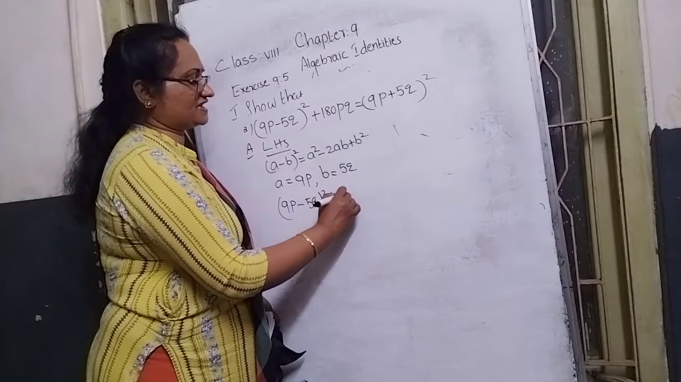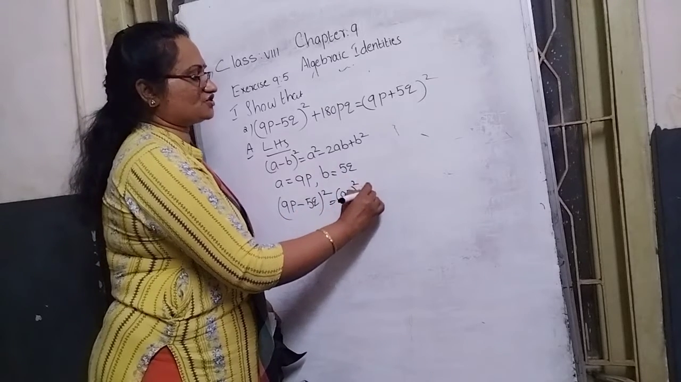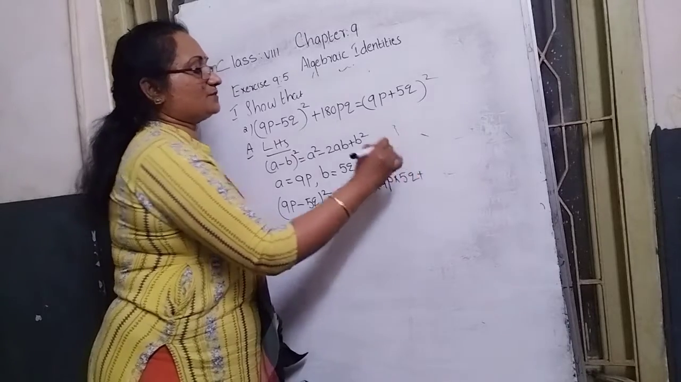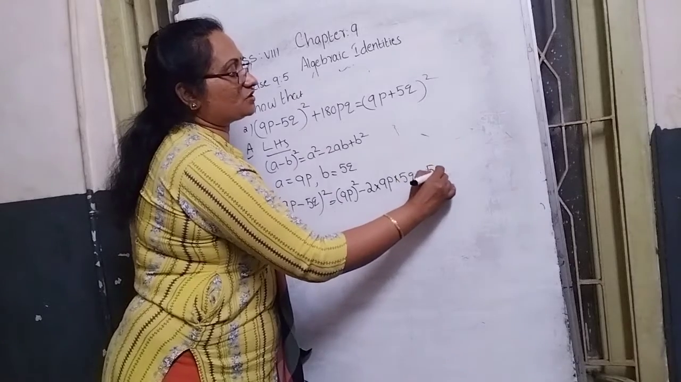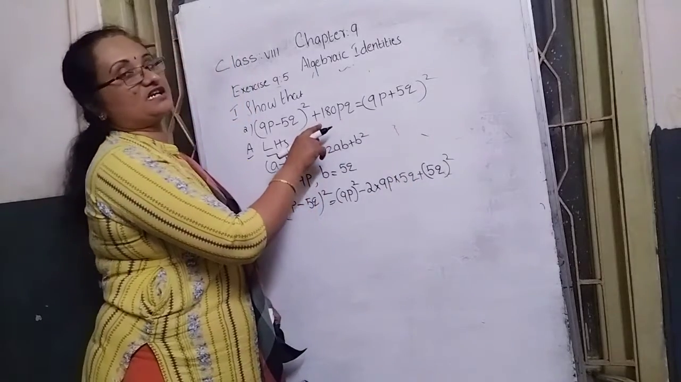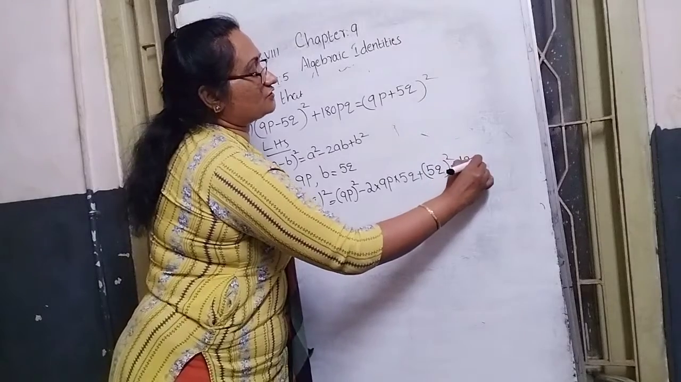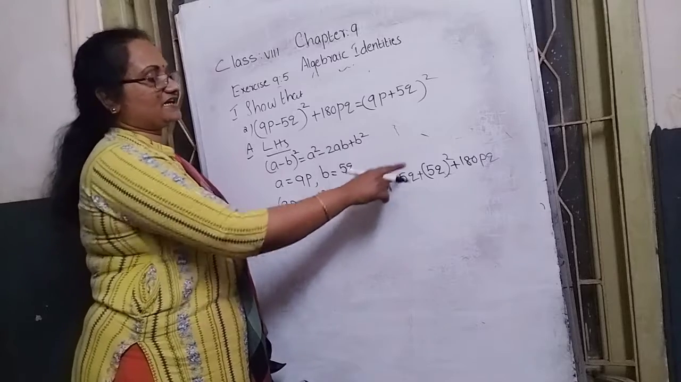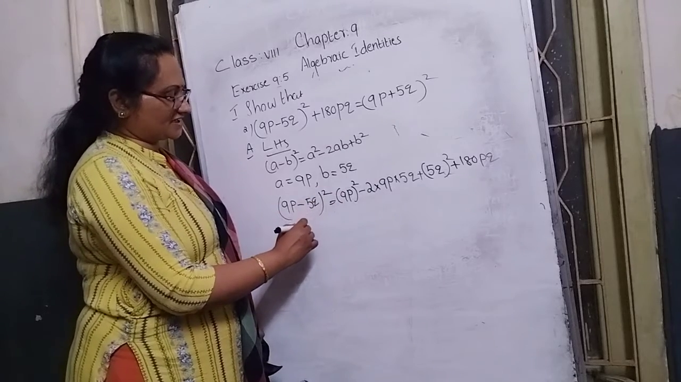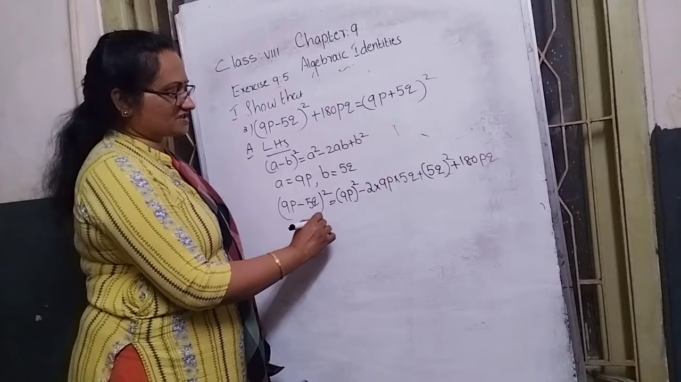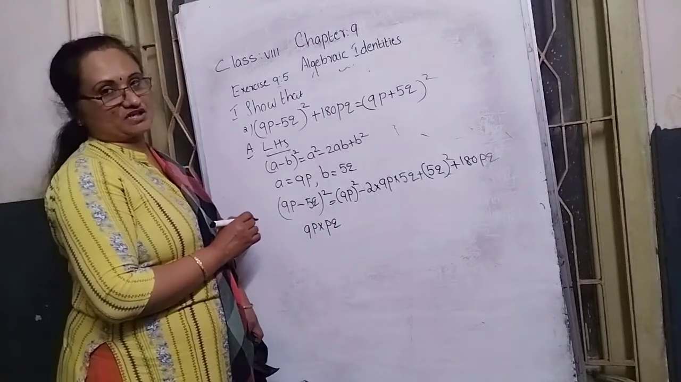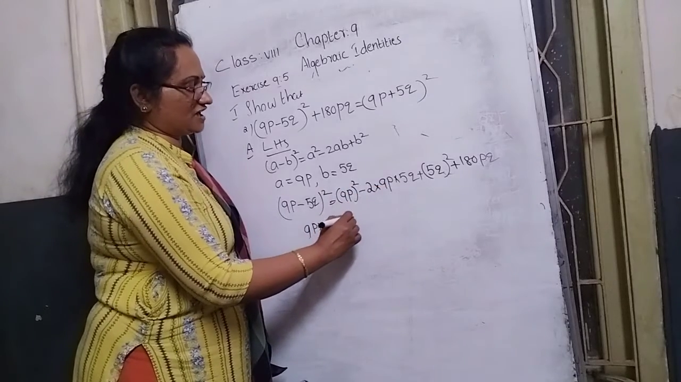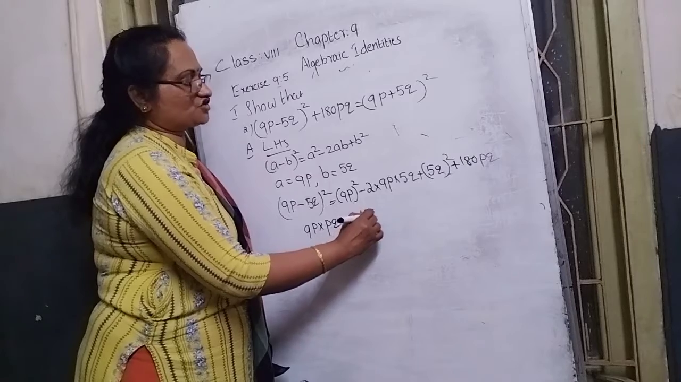Right side part: a means 9p the whole square, minus 2 into a place 9p into b place 5q, plus b value square. b value is 5q, whole square. Then plus 180pq also there, that also include. Next, take the right side part: 9p the whole square means 9p is how many times right multiplied? 2 times. Then numbers 2 into 5 is 10, 10 into 9 become 90pq is the second term.